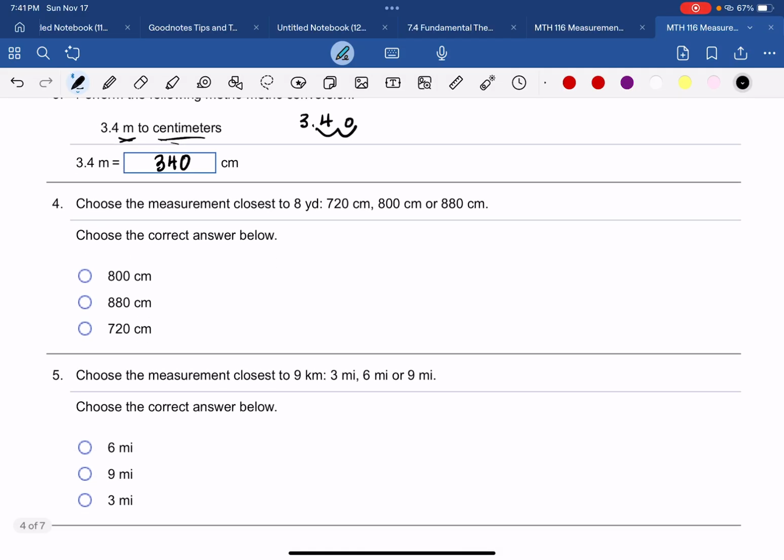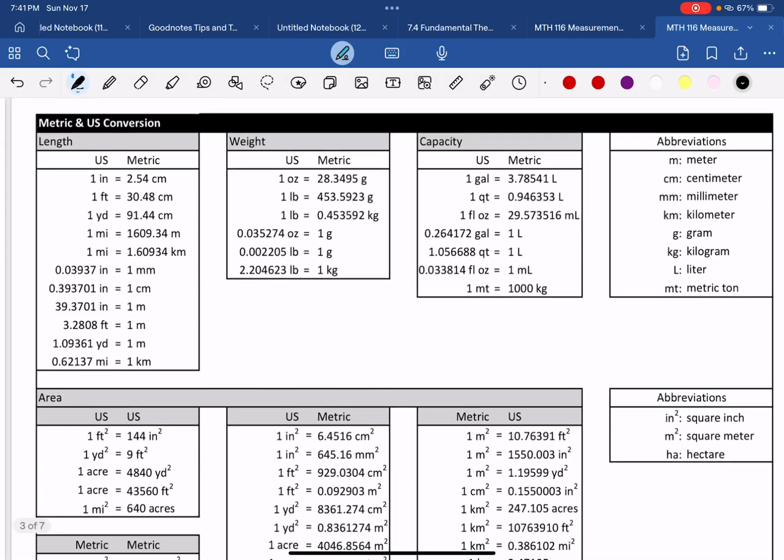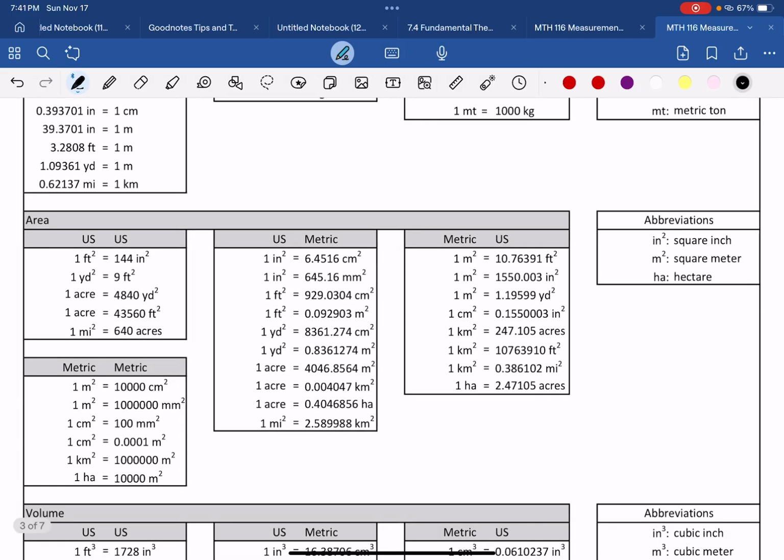Now for these next few problems, they want us to see what is closest to a certain value. So closest to 8 yards: 720 centimeters, 800 centimeters, or 880 centimeters. So basically, we need to change centimeters to yards. So we're going to need a conversion factor, centimeters to yards. Now, we may not have a centimeters to yards. We may have a centimeters to feet or inches and have to go from there to yards. So let's go over to our conversion factors and see what we have.